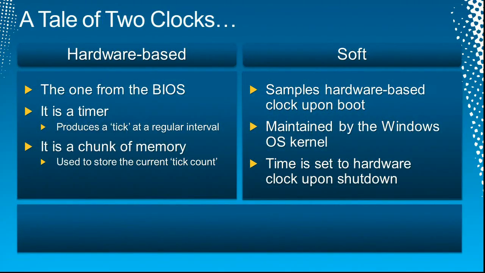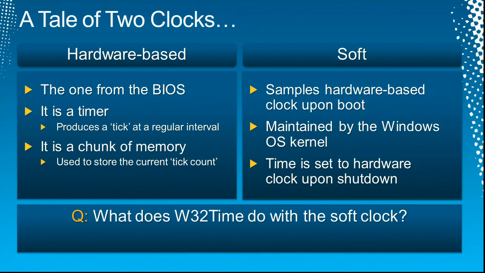Now, let me tell you how time service works and what this concept of discipline is about. So there are two clocks. One is the hardware-based clock. That's the one that you see when you boot the machine up and you go to the BIOS. That's the one that is always ticking, even if the machine is off. And there's one soft clock that is managed by the kernel of the OS that will get a sample from the hardware-based clock and will allow time service to discipline it.